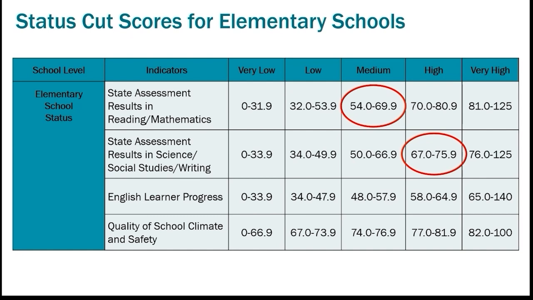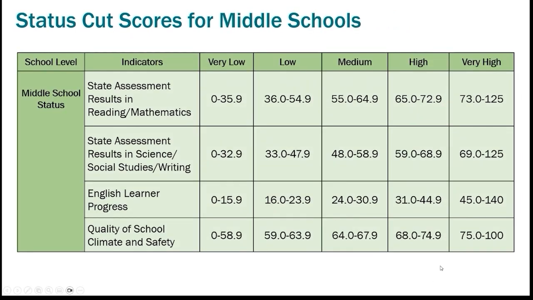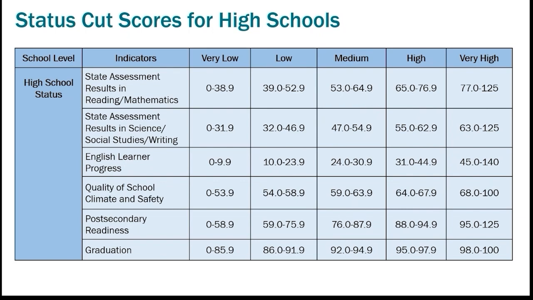Here we have the elementary cut score table. We can see that the score of 66.9 for reading and mathematics falls into the yellow medium status level, and the score of 69.2 for science, social studies, and writing falls into the green high status level. Along with the elementary cut score table, I am also providing the status cut scores for middle schools and status cut scores for high schools. As a reminder, the cut scores for all levels were established in 2023 through a standard setting process, and the cuts that were determined at that time have not changed.